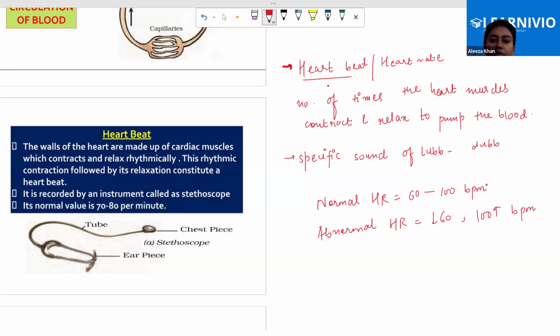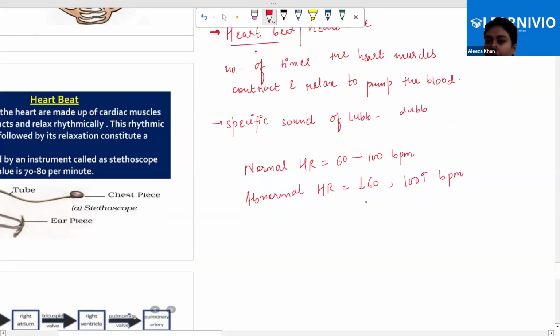So, have you people understood this? The normal range is 60 to 100, okay? And the abnormal is it can go below 60 and it can go above 100. Now, if it is going below 60, then that condition is bradycardia. Okay, this is another term. Although you don't have this in your textbook, but for your understanding, I'm telling you this.